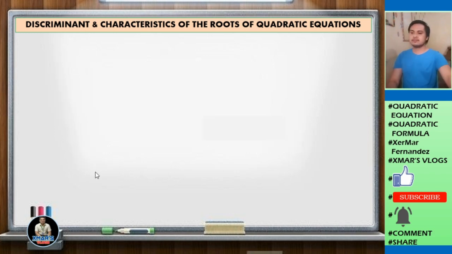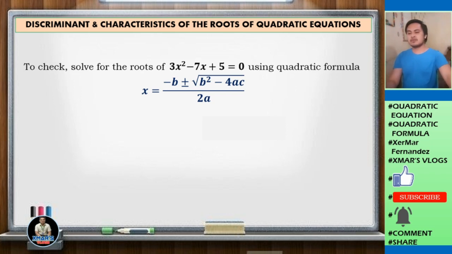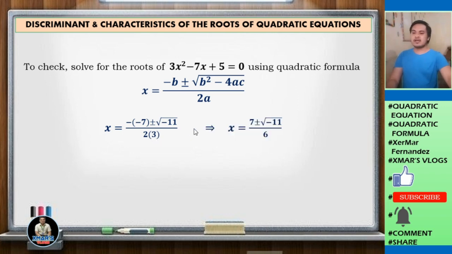Let us check. Let us solve for the roots of 3x squared minus 7x plus 5 equals 0 using the quadratic formula. Let us substitute the values of a, b, and the discriminant. We have x equals negative 1 times negative 7, plus or minus the square root of negative 11, since our discriminant is negative 11, all over 2 times 3, as the value of a is 3. And we have to simplify. Negative 1 times negative 7 is 7, plus or minus the square root of negative 11, all over 6.